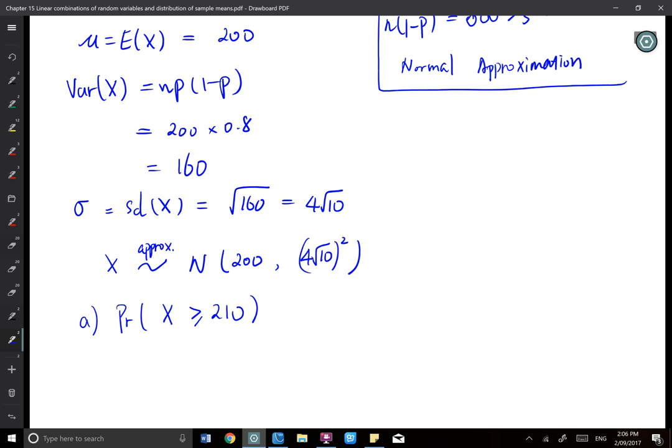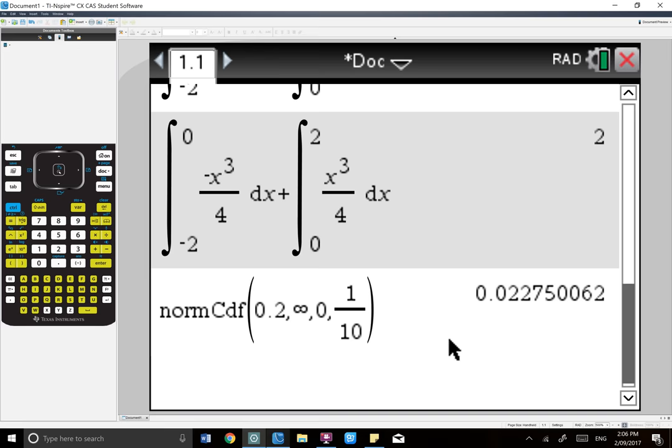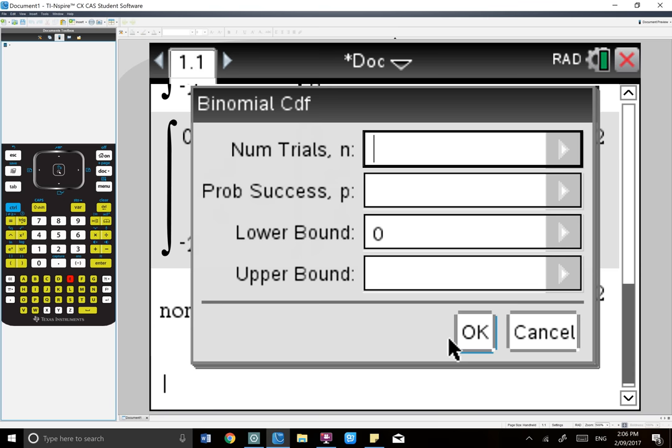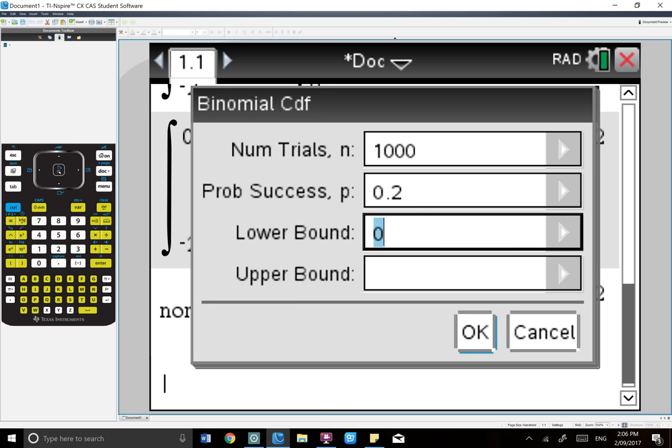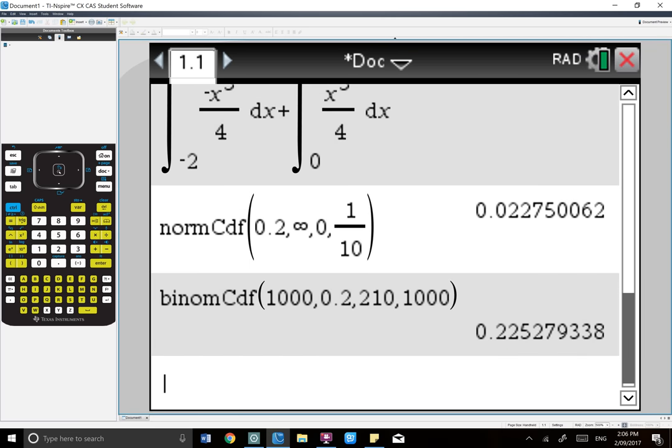If it's binomial, it matters, but if it becomes normal, it doesn't matter, because one is discrete and one is continuous. If it's binomial, the number of trials is 1,000 and the success rate is 0.2, and at least 210 means you have 210 there. If it were just greater than, it would be 211, so that will be different. The upper bound will be 1,000. If it's normal, it doesn't matter. That's the actual rate. And what is it for the normal approximation?